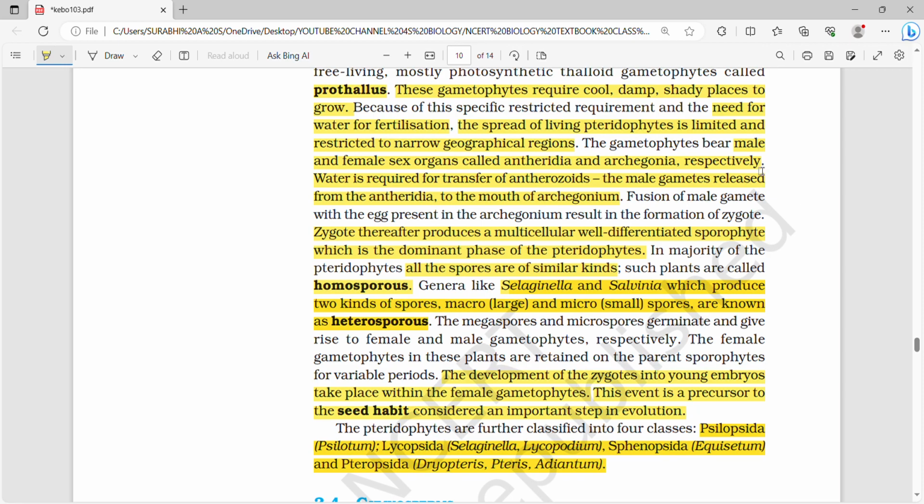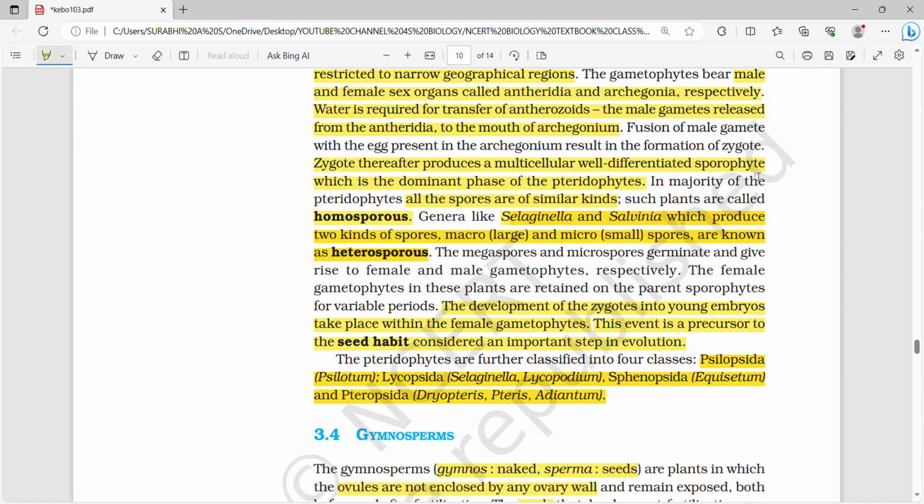So what happened here is the male organ is Antheridia, the female sex organ is Archegonia, and water is required for the transfer of antherozoids, the male gametes released from the Antheridia to the mouth of Archegonium. Fusion will happen and the zygote is formed, which is the dominant phase of the pteridophytes.